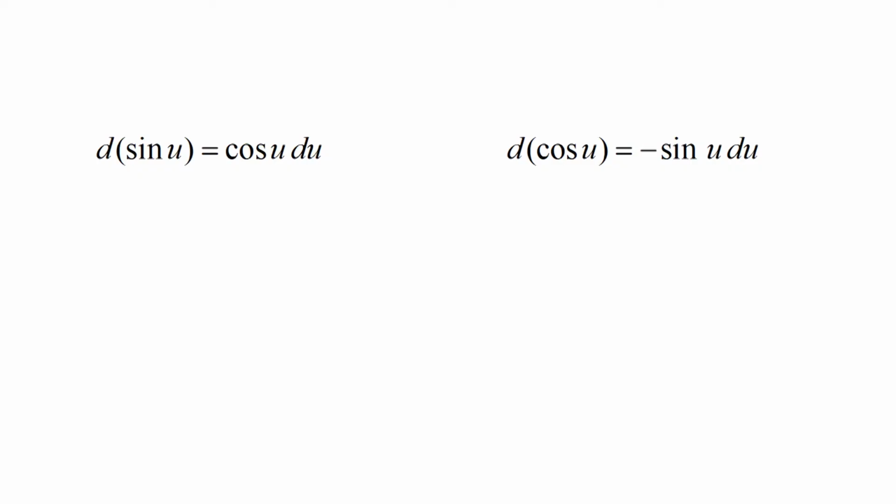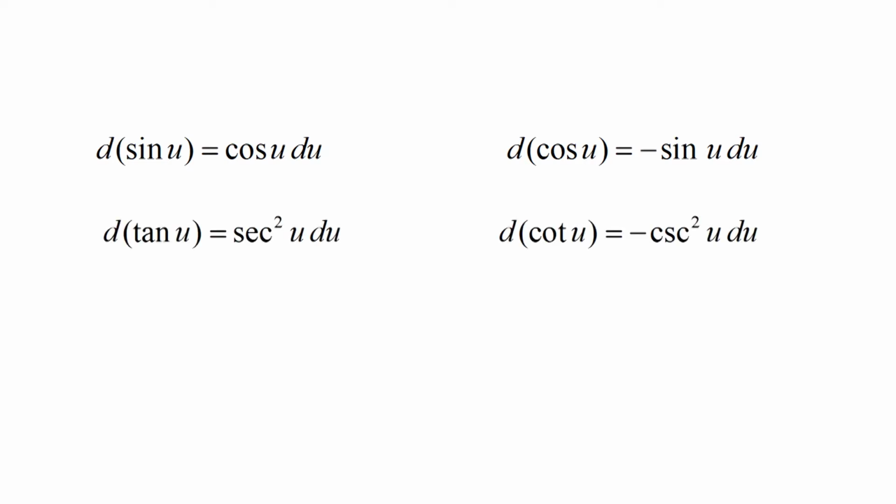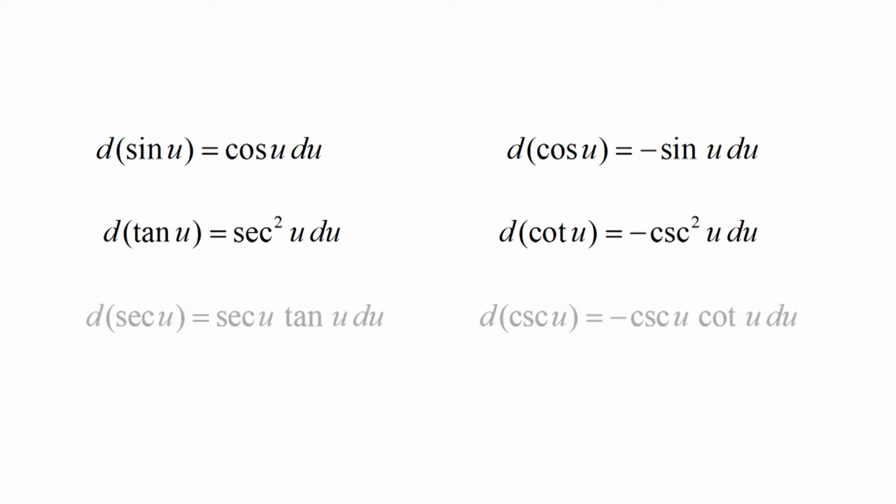The following are the trigonometric identities for differentials. d of sin u is equal to cos u du, d of cos u is equal to negative sin u du, d of tan u is equal to sec square u du, d of cot u is equal to negative cosec square u du, d of sec u is equal to sec u tan u du, d of cosec u is equal to negative cosec u cot u du.